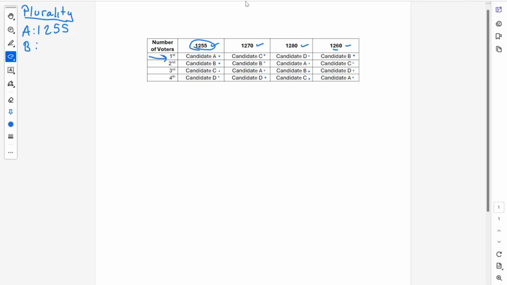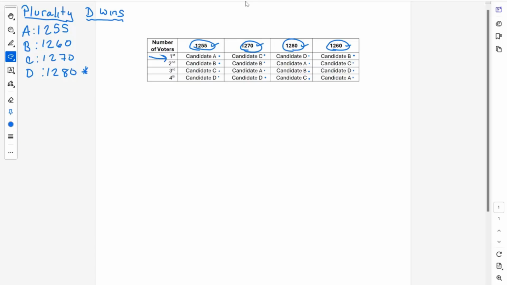Candidate B would get these 1,260 votes. Candidate C would get these 1,270 votes. And then finally, candidate D would get these 1,280 votes. The winner would be the candidate with the most votes, and in this case that would be candidate D. So let's make a note of that up here. D wins.